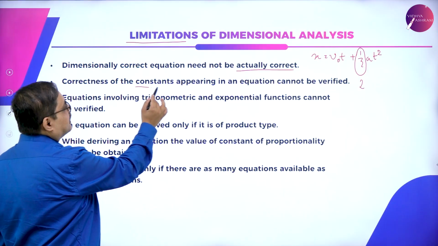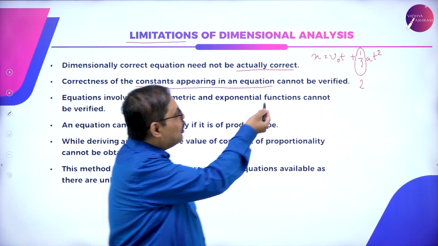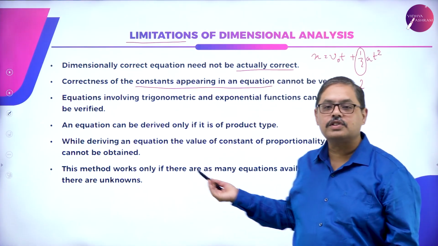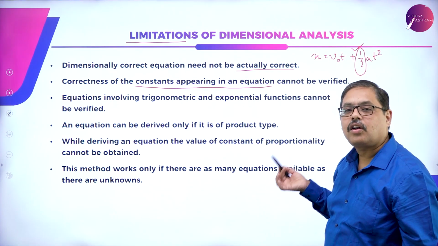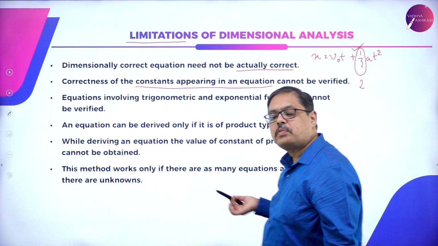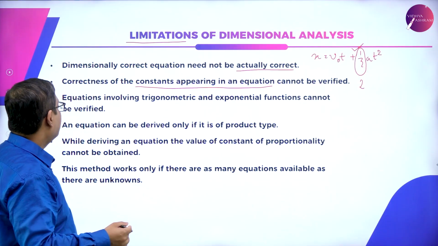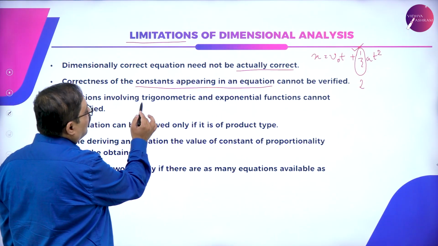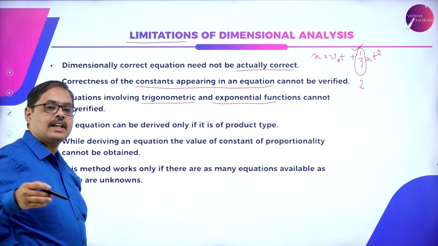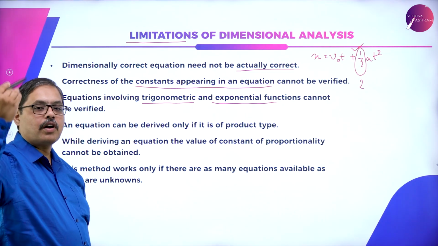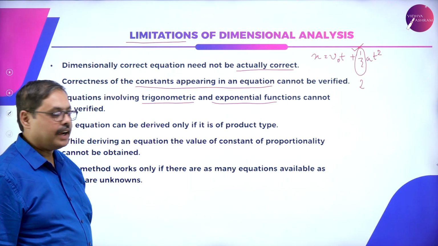Correctness of constants appearing in an equation cannot be verified. So whatever I told you in the first sentence, that itself holds good here. I don't know if this constant is exact value or not. I don't know if half is the proper value or 2 or some other number. That is one more limitation. Then we have equations involving trigonometric and exponential functions. Wherever there are exponential functions or some trigonometric functions, it cannot be verified.